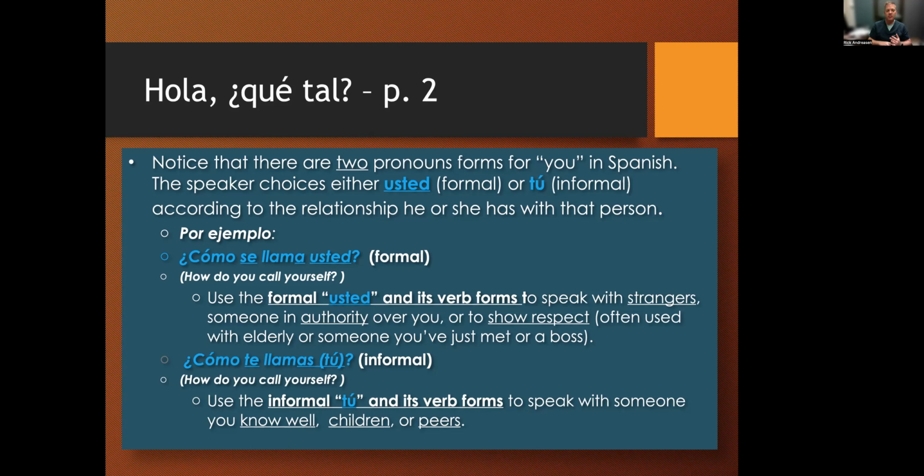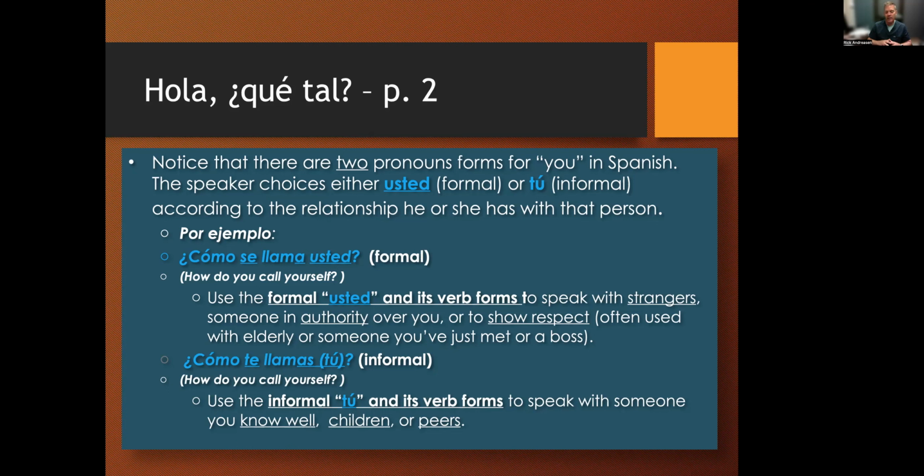Notice that it says use the formal usted and its verb forms to speak with strangers, someone in authority over you, or to show respect. So if it's an elderly person, someone you just met, your boss, an authority figure, you would use the word usted and its different verb conjugations. The word tú is a pronoun for you. It's more informal. Use tú and its verb forms to speak with someone you know well, children or peers.